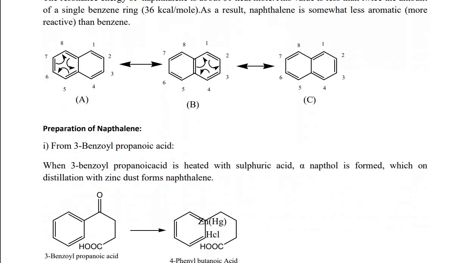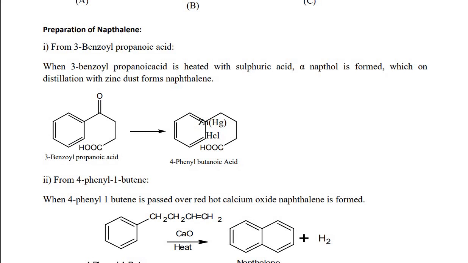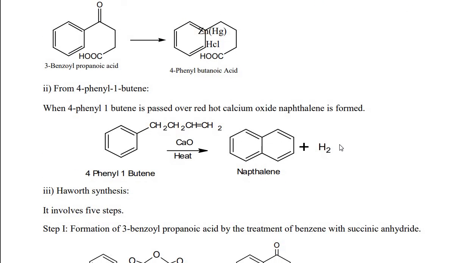Now, my friend, preparation of naphthalene from 3-benzoyl propanoic acid. When 3-benzoyl propanoic acid is heated with sulfuric acid, alpha naphthol is formed, which on distillation with zinc dust forms naphthalene. So this is your 3-benzoyl propanoic acid. With zinc amalgam it forms 4-phenyl butanoic acid. This undergoes reaction with calcium and heat, and naphthalene will form.